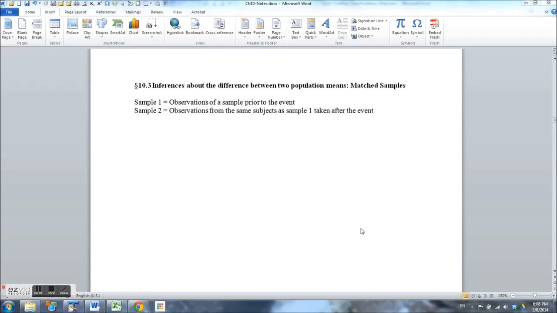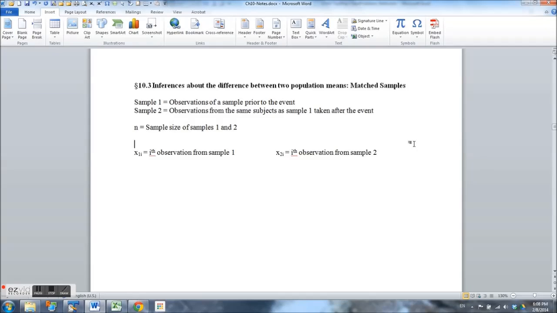So an observation in one sample is matched to a corresponding observation in the second sample. For this reason, the two samples will have to be of the same size, because for each observation in one sample, you must have a corresponding observation in the other sample, and that's why it is called matched sample. So when you have a matched sample, the sample sizes are equal, n for sample 1, n for sample 2.